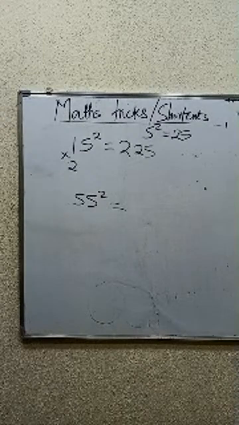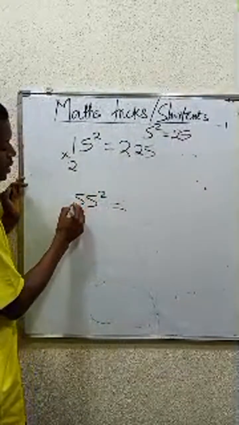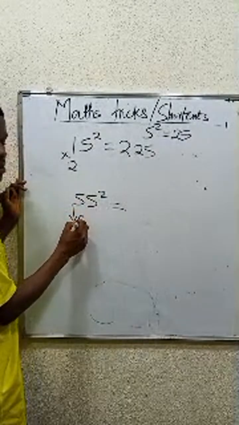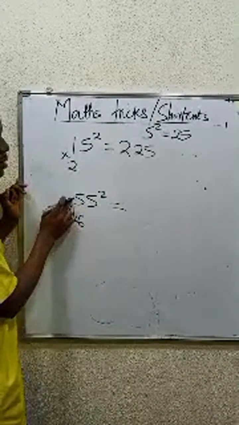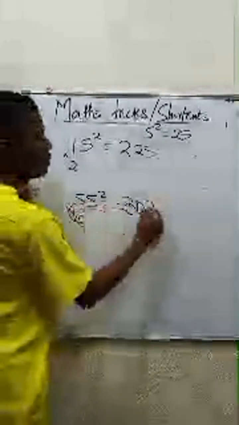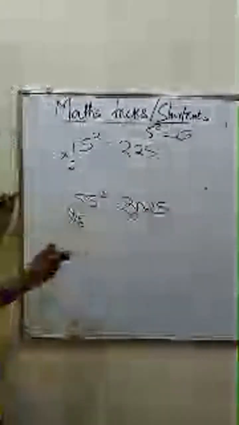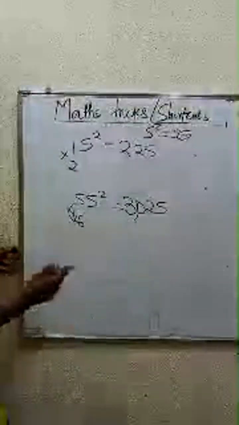Let's look at the next one, 55 squared. You see how efficient this method is. Please always use this shortcut when you are writing an objective test. If you have to do this, it's very simple. All you have to know is what the next number after 5 is. It is 6, right? So you multiply 5 and 6 together. 5 times 6 is 30. Then ordinary 5 squared is 25. So you see that 55 squared is 3025. Very simple.